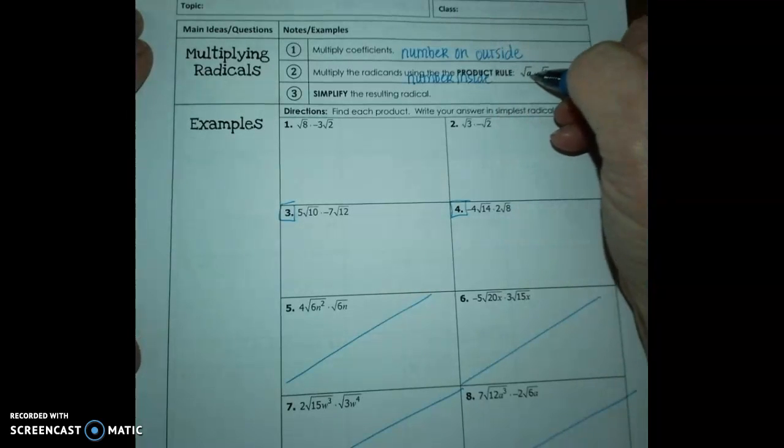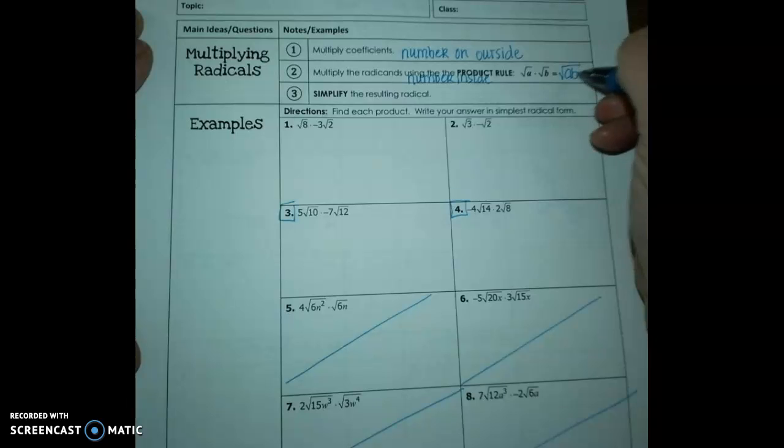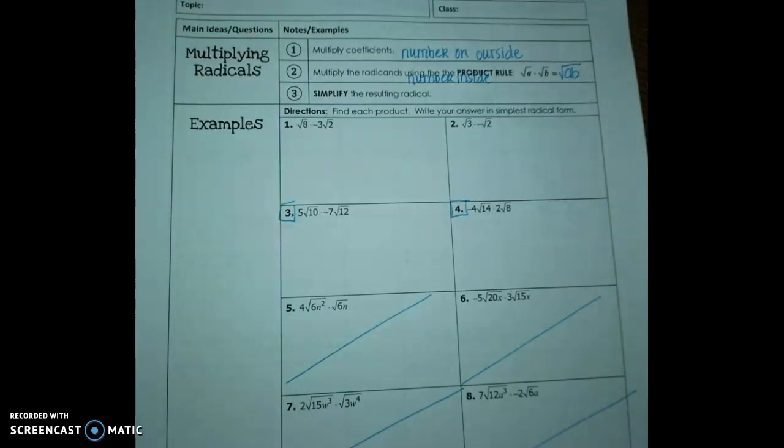And when you do that, our product rule tells us that the square root of a times the square root of b will just be the square root of whatever a times b is. So you'll just be multiplying the numbers together as we normally do. And the final part is always to check to see if that radical can be simplified in any way.